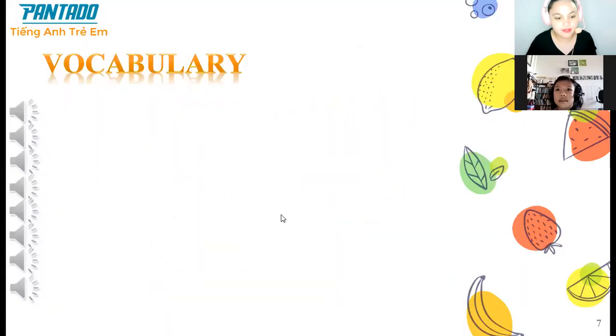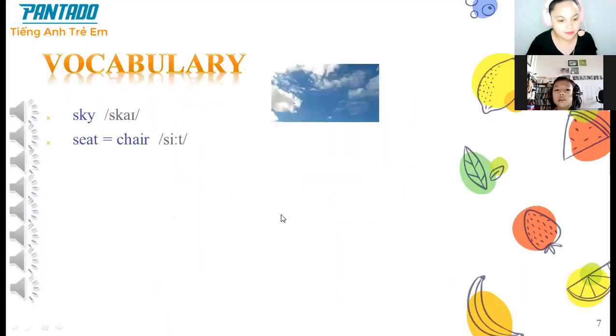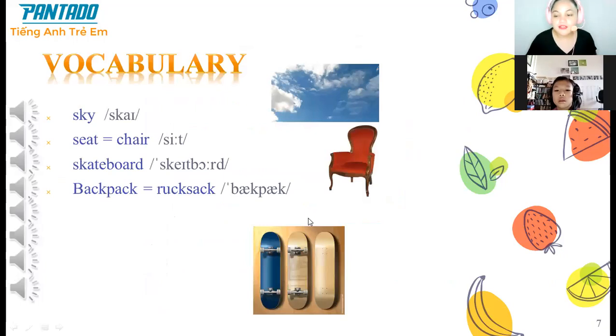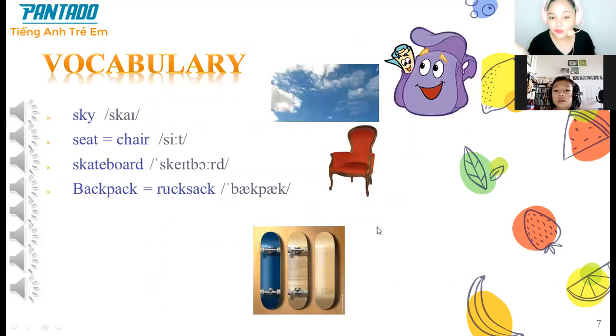Okay, very good. Sky. Seat. Skateboard. Backpack. So that backpack belongs to Dora, okay? That is a character in a cartoon. Okay, so how about your backpack? Anna, what's the color of your bag?